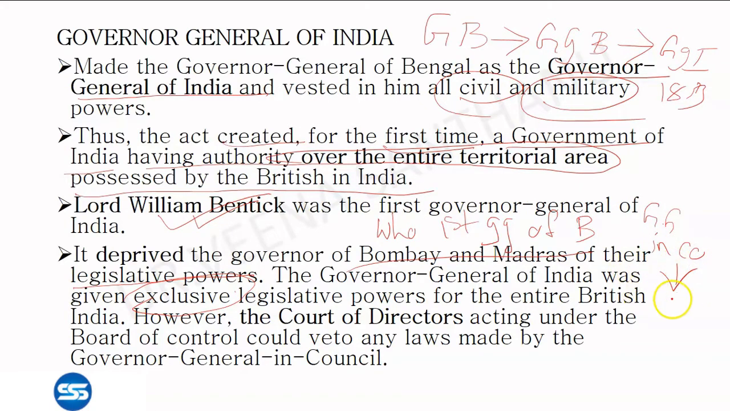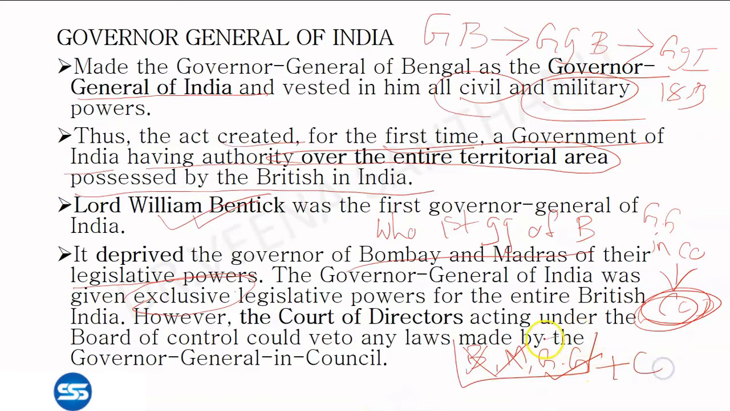So, there is a Governor General in Council, and there is a Court of Directors, and these Court of Directors can veto any laws. Previously the governors of Bombay and Madras, and the Governor General at Calcutta, had legislative powers. Now Bombay and Madras have been deprived of their legislative powers. Only the Governor General and his council has the power of making laws. But the Court of Directors can check or veto any laws made by the Governor General in Council. So it was not a complete authority.